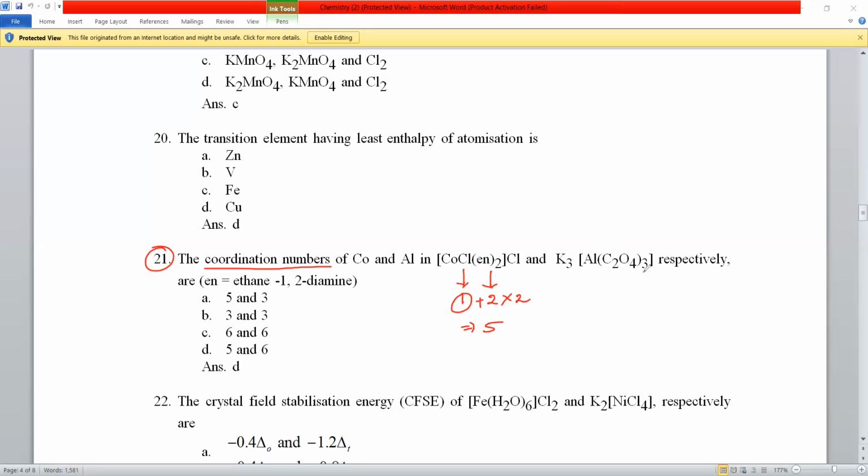And here aluminum is there, C2O4 is a bidentate ligand. So how many ligands are there? 2, and denticity is 2. So we get 6 as its coordination number. So 5 and 6 is the answer. Option D is the correct one. Next question number 22.